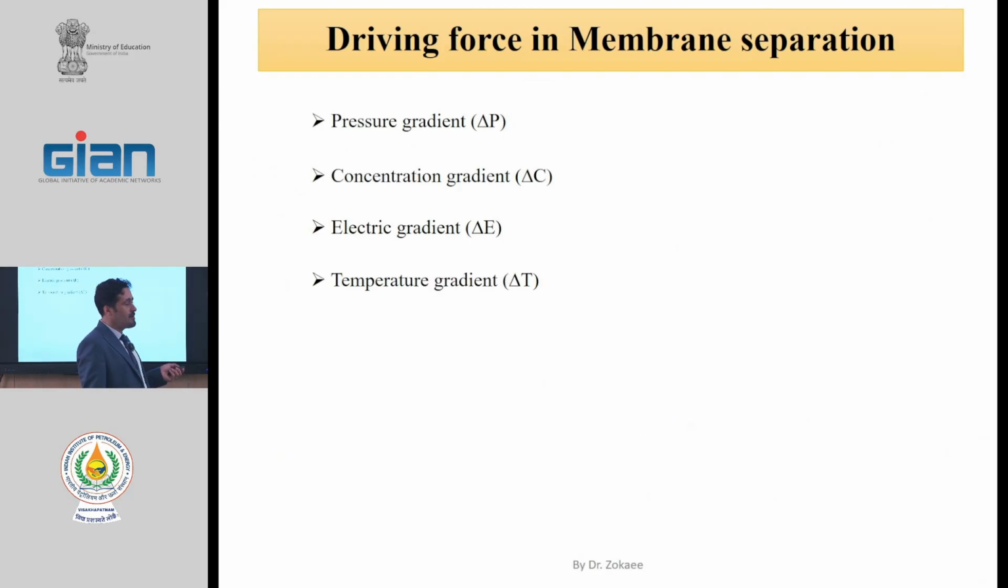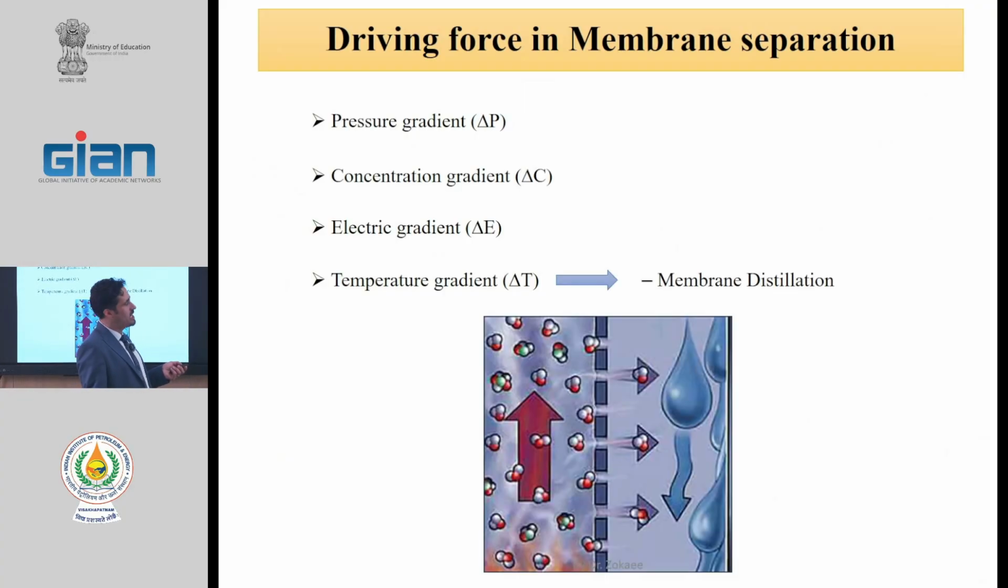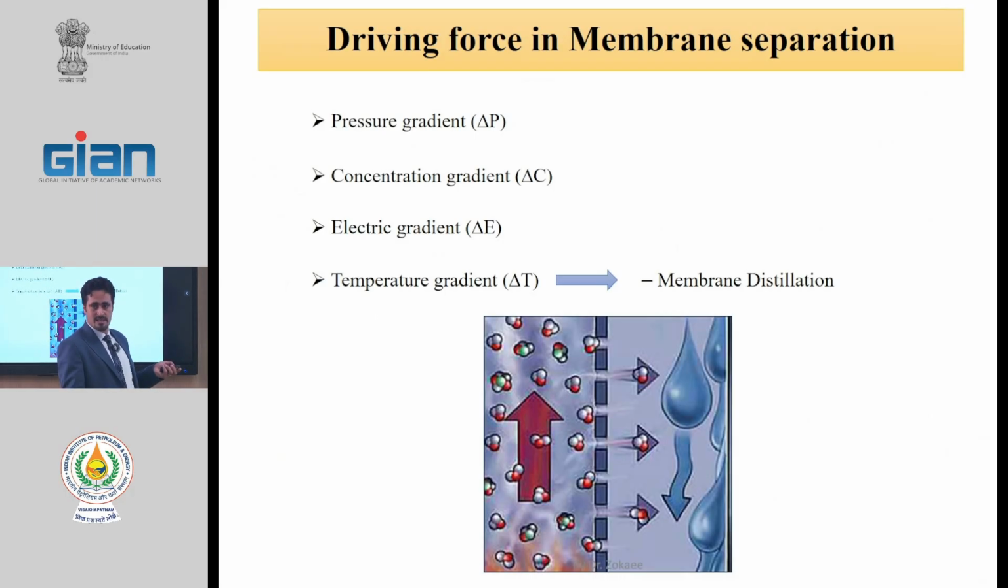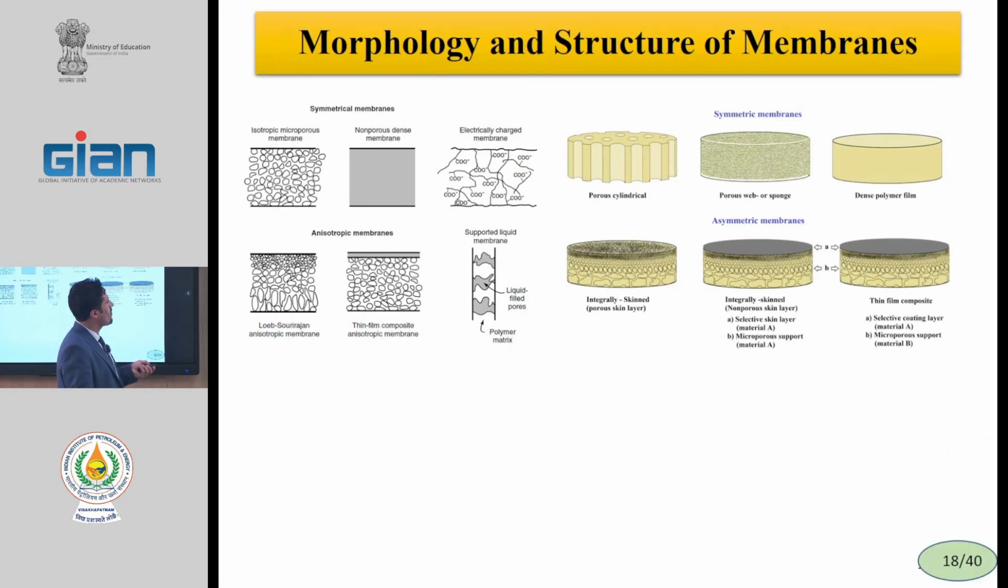And for temperature gradients, we have membrane distillation. In membrane distillation, the vapor passes through the membrane, not liquid. And with membrane distillation, we reduce the energy of the distillation process and use it for very high concentrations. Usually MD is used for the concentrated solution of reverse osmosis.